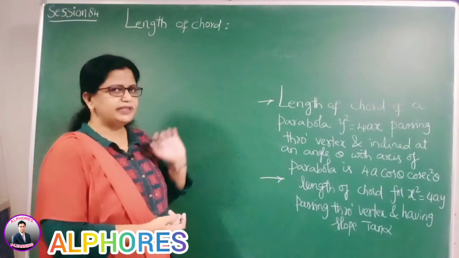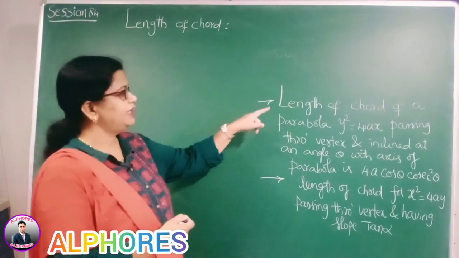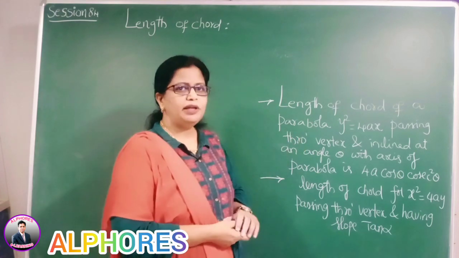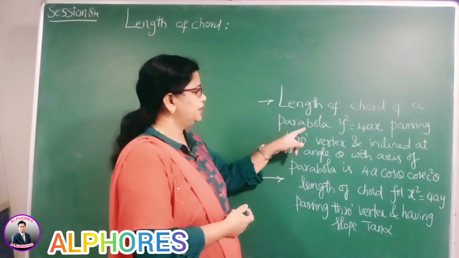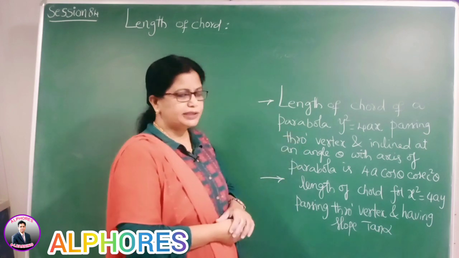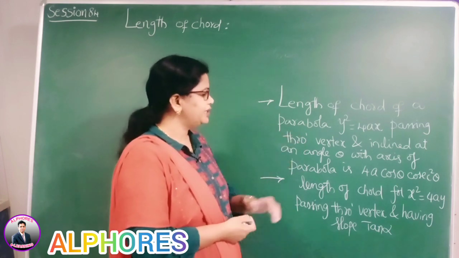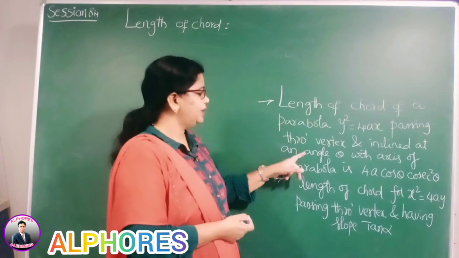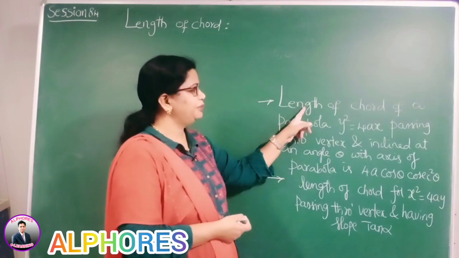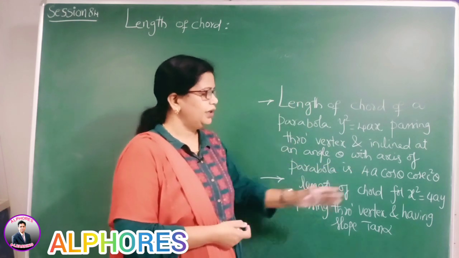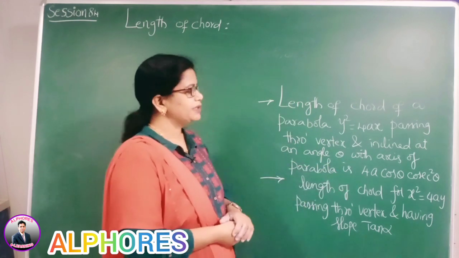So observe, students, let's observe this problem. This is the length of a chord of the parabola y square is 4ax. Now what are the conditions given? The chord is passing through the vertex, and the chord is inclined at an angle of theta with the axis of the parabola. Then we have to prove the length of the chord is nothing but in terms of cos and cosecant square.